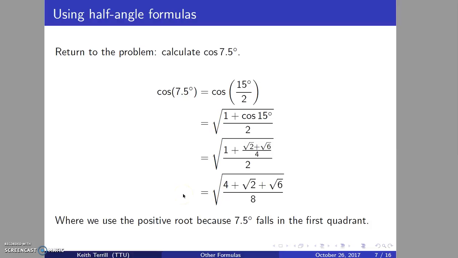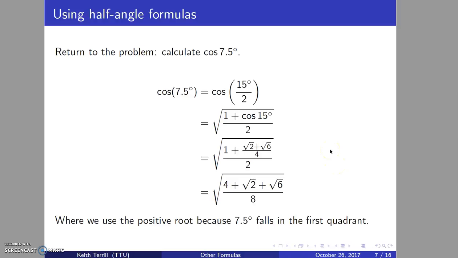You can check via calculator to see what the decimal version of this is and what the decimal version of this is, and you should get, accounting for rounding error, pretty much the same number. Alright. And just out of curiosity, what would be the sine of 7.5 degrees?